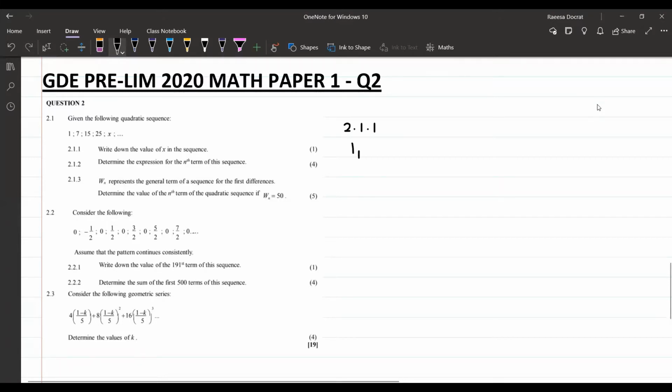So let us have a look at the differences to determine what type of pattern it is. 7 minus 1 is 6, 15 minus 7 is 8, 25 minus 15 is 10, so it doesn't have a common first difference, so we know it's not linear, but it has a common second difference, so we know that we are dealing with a quadratic pattern. So the next thing is we add 2, which means we're adding 12 to get x. So therefore, x is 25 plus 12, which is 37.